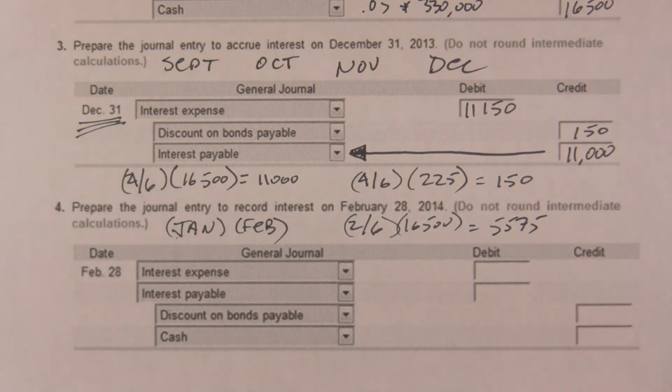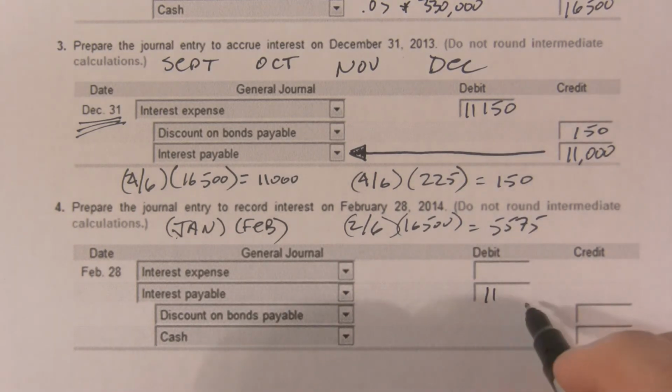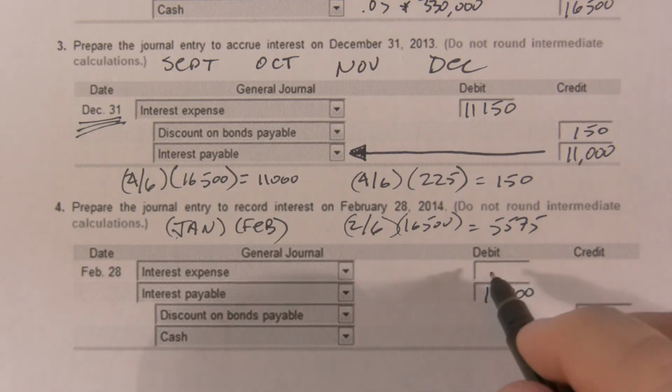But here's the way I would do it. And I'm just going to be straight up. I know that I'm going to pay the interest payable of $11,000. I know that I'm going to have 2/6 of my bonds payable. And I'm going to be paying out my cash. So, let me take a look at that. So I have 2/6 of my interest expense, $575.